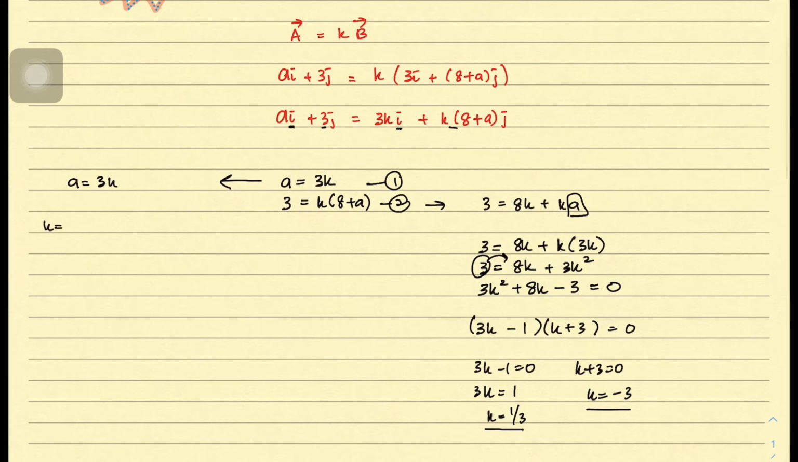So, bila K yang pertama 1/3, nilai A akan jadi 3 darab 1/3 equal to 1. Okay. Kalau K bersamaan dengan yang kedua negatif 3, kita ada A sama dengan 3 darab negatif 3. So, A sama dengan negatif 9. So, kita ada dua possible value of A.